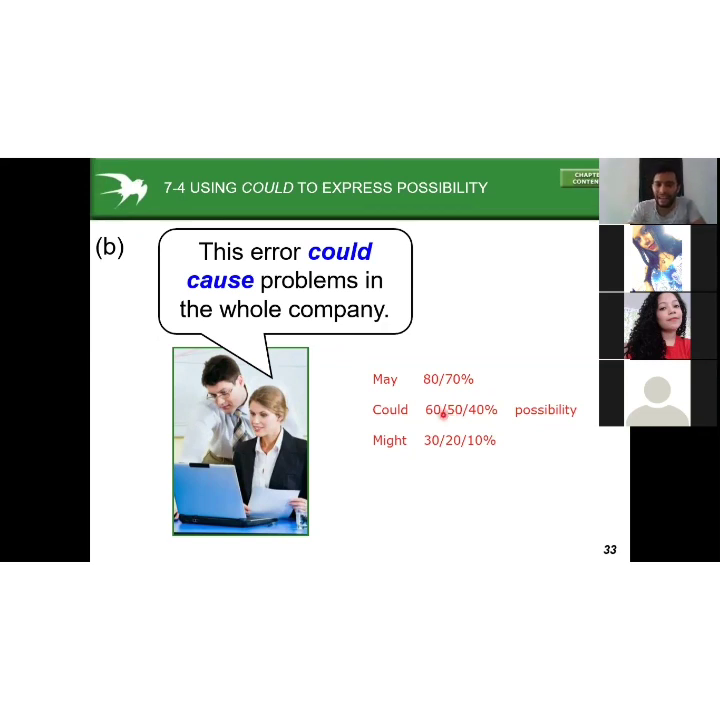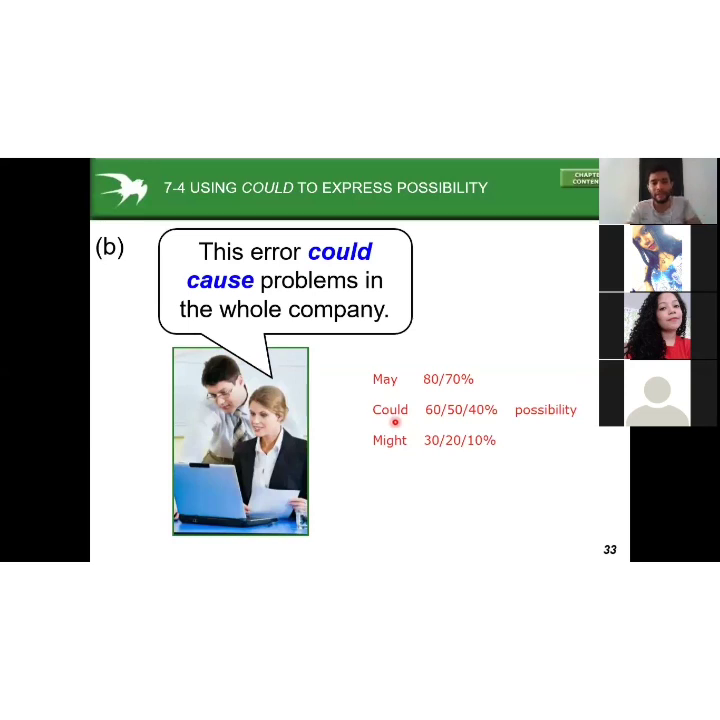But can I say this error may cause problems in the whole company? Can I say it or I can't say it? Yes, I can say it, all right? But what is the difference? That I am very sure that probably there is a big error, right? And this is really going to have problems for the company. In the case of could, I am not sure if it's a bad error or a good error.